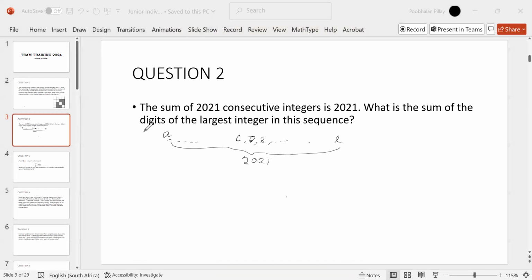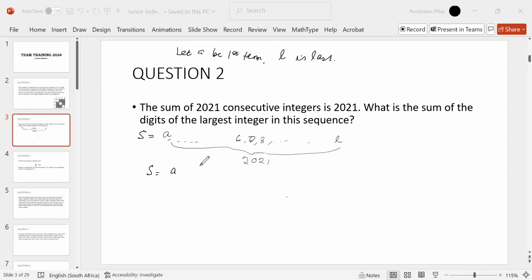If you call S the sum of this thing, so S is equal to A. A is the first term. So we should say right in the beginning, let A be the first term. We call them terms. If you've got a sequence like this, you call these things terms, and L is the last term.